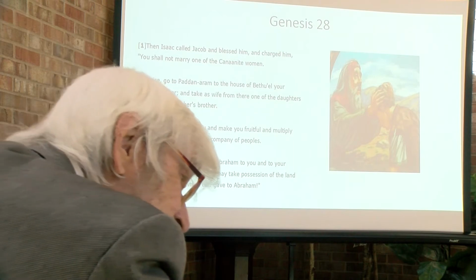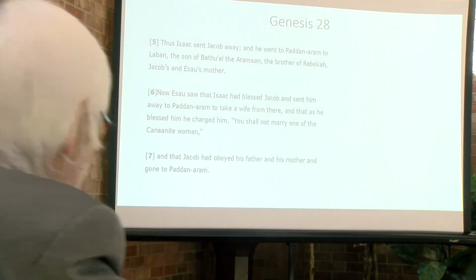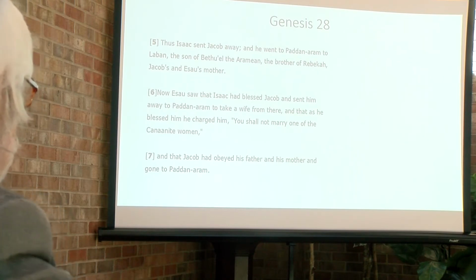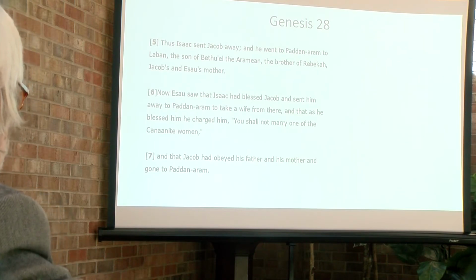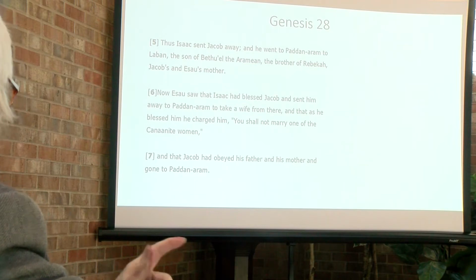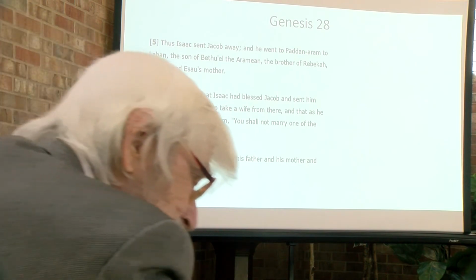In other words, Jacob does leave finally with the blessing from Isaac. Thus Isaac sent Jacob away, and he went to Padan-Aram to Laban, the son of Bethuel, the Aramean, the brother of Rebekah. Now Esau saw that Isaac had blessed Jacob and said, well, this is where we find that he had left. We'll move on.